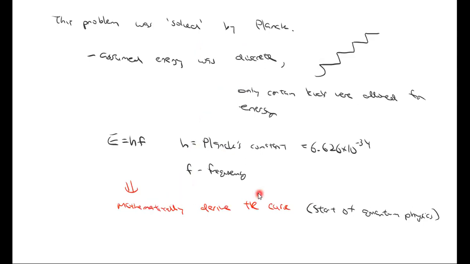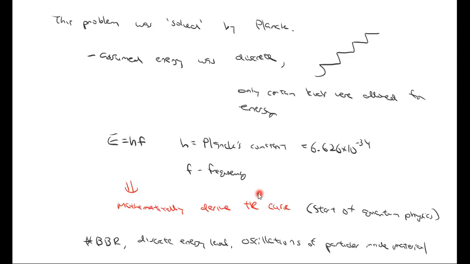And so you'll need to read up a bit on black body radiation regarding the discrete energy levels, and also how Planck assumed that it was created by the oscillations of the particles inside the material. But basically, we've covered the key things that you need to know about black body radiation.